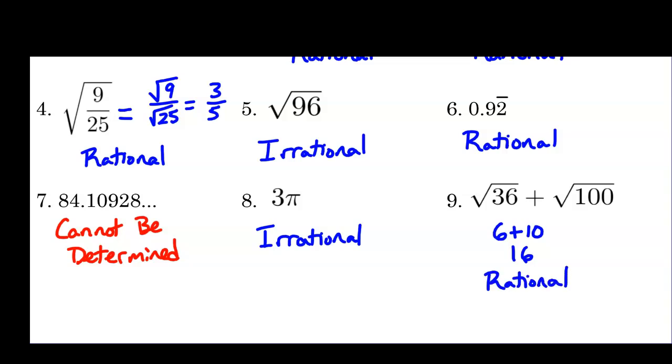Okay, so here, the highlights, if we have a square root expression where the radicand is not a perfect square, that would be classified as irrational. Pi is irrational. And in number 7, the 3 dots indicating that it never terminates doesn't give us enough information to classify that number either way, as rational or irrational.